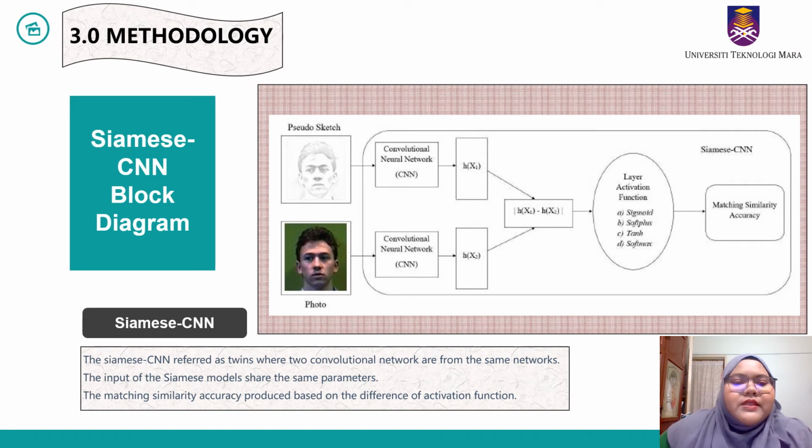This is the Siamese-CNN block diagram. As you can see here, this Siamese-CNN is referred to as twins, where two convolutional networks are from the same network. The inputs of the Siamese model share the same parameters, and the matching similarity accuracy is produced based on the difference of activation function.